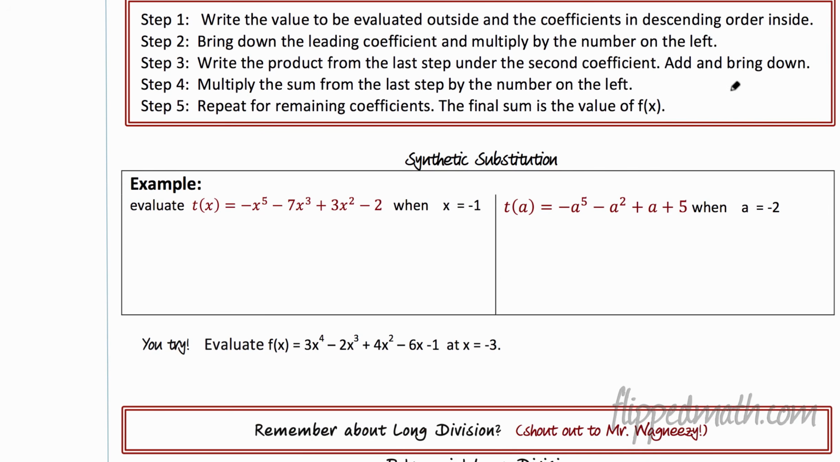First example, evaluate t of x equals this ugly function here when x equals -1. So step 1, you write the value to be evaluated at outside. So we're going to put a -1 right here. And what most people do is they make like an upside down division box like this.